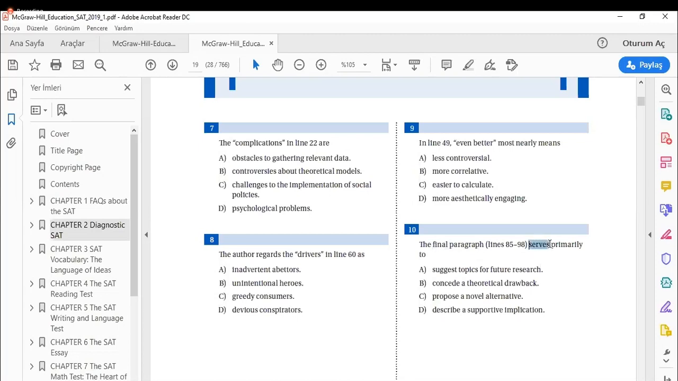Any questions so far? No, sir. Okay, final question. Zahid, could you please read the final question? The final paragraph serves primarily to. What sort of question is this, Zahid? The final paragraph. Explanatory, I don't know.